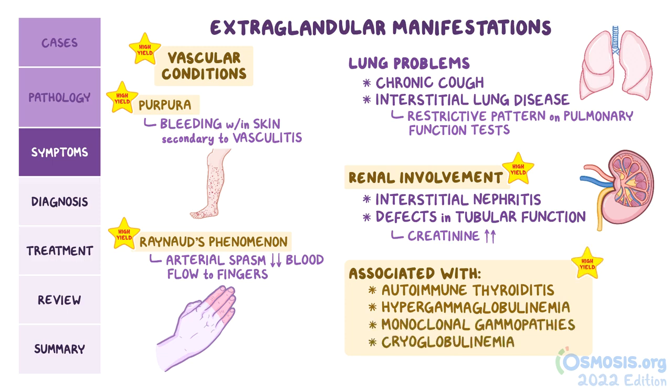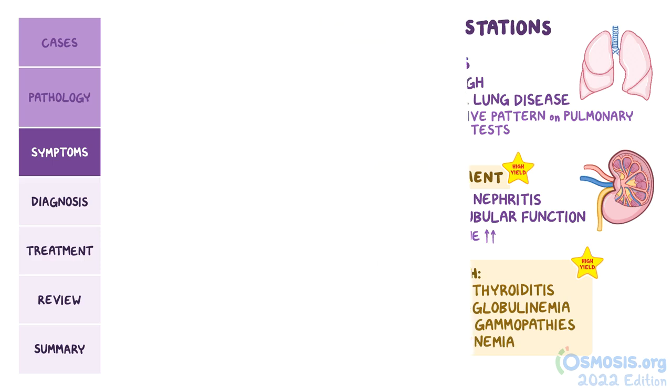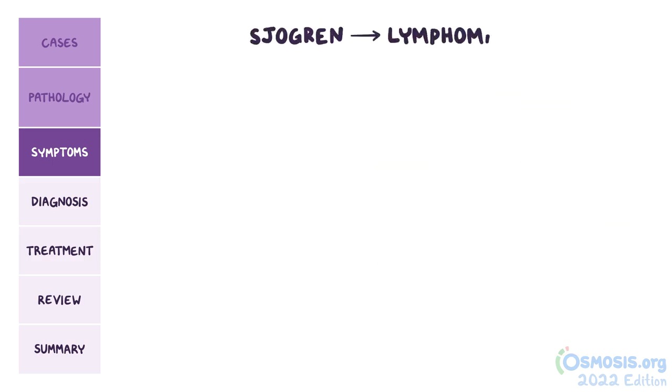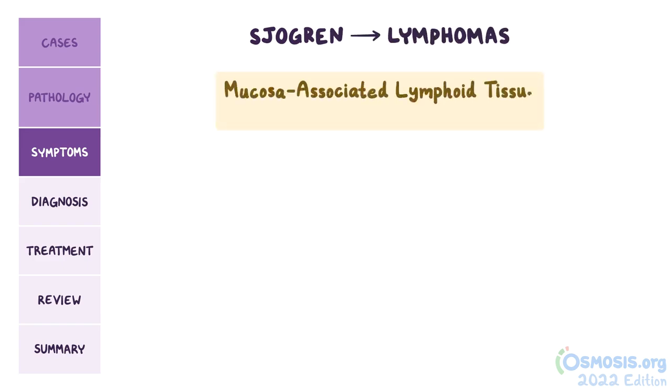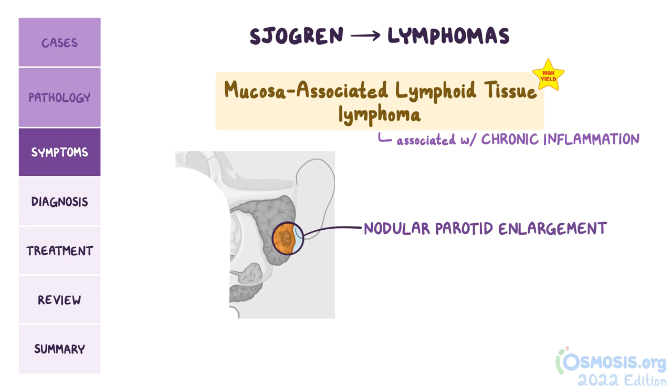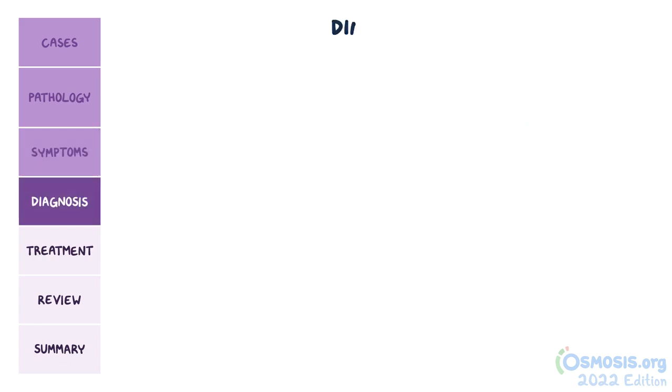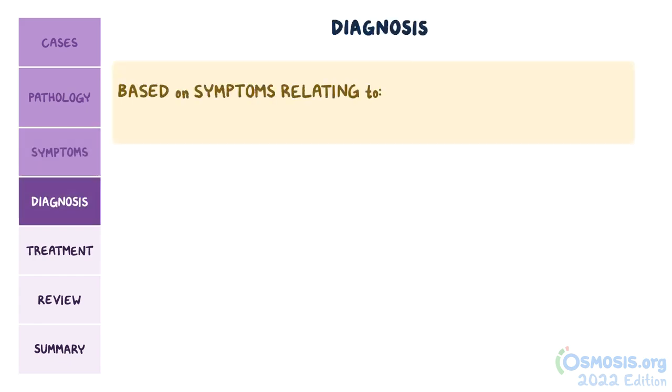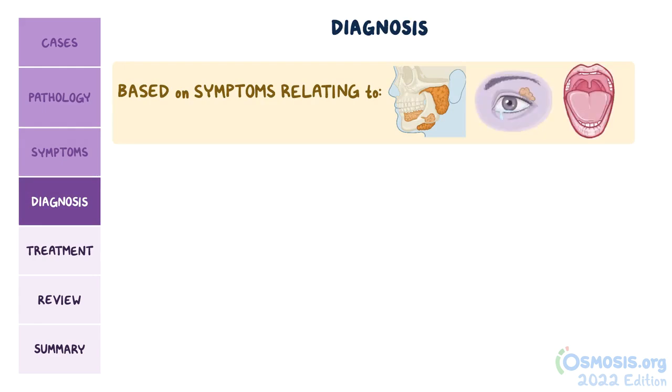Finally, a really high-yield concept to know is that over time, Sjogren syndrome can lead to lymphomas. One type is a non-Hodgkin lymphoma called mucosa-associated lymphoid tissue, or MALT lymphoma, which is typically associated with chronic inflammation. MALT lymphoma can present as nodular parotid enlargement instead of the diffuse enlargement normally seen in Sjogren syndrome, so keep that in mind. Since virtually any organ or gland can be affected, diagnosis is based on symptoms relating to salivary gland, mouth, and eye involvement.